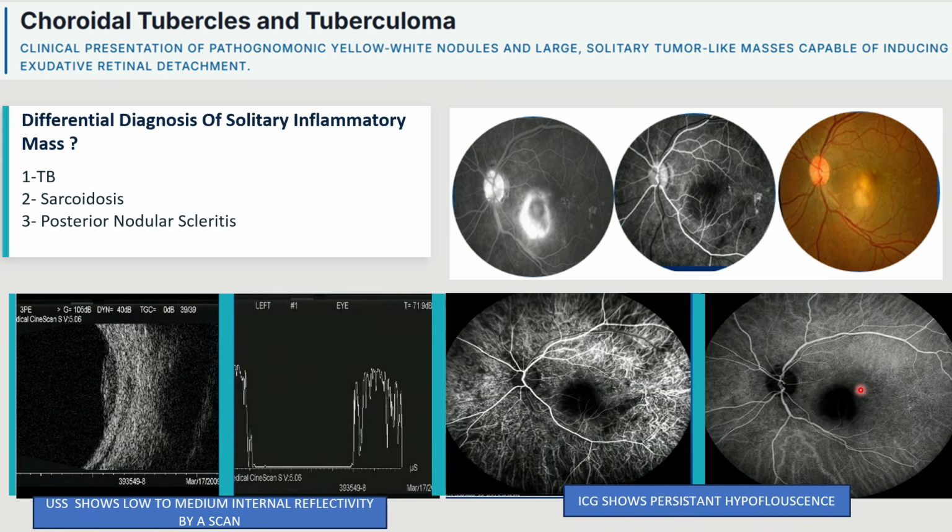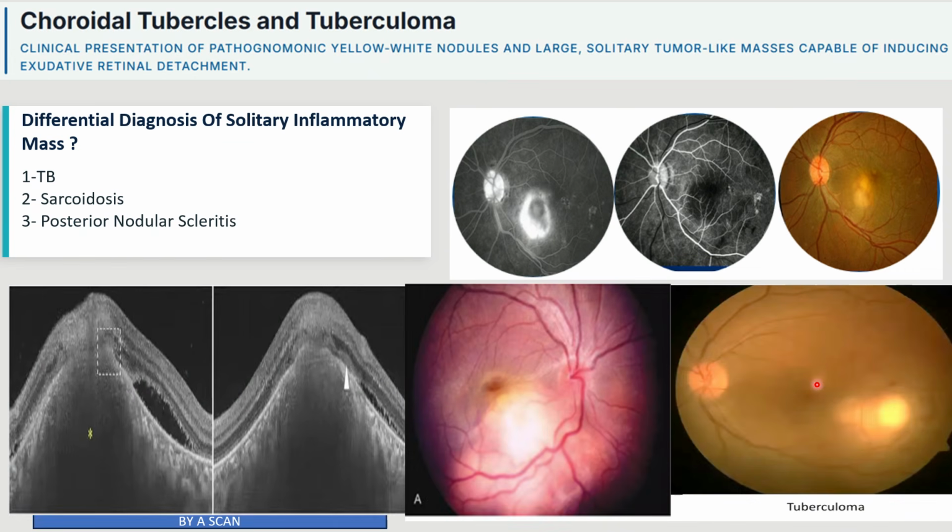Now, when you see the ICG for this patient, the same thing, you will find a fixed dark spot in the circulation of the choroid. This is very important, it is not changing over different stages of the ICG. And on ultrasound, you will find a mass with high to medium internal reflectivity by A scan. This is important to differentiate it from melanoma or other tumors. So these are the features of tuberculoma.